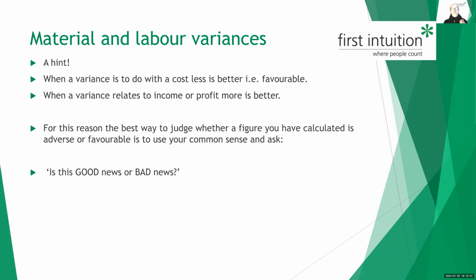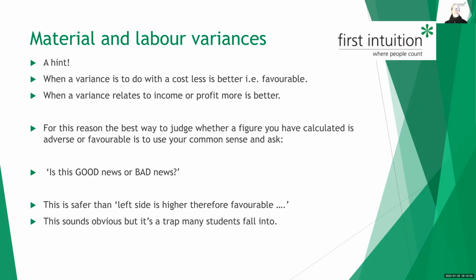I've seen a lot of times people will get a column of figures on the left and a column of figures on the right, and it's like, well, if the left's higher, is that adverse, or is it if the right's higher? Don't look at it in terms of left and right. Is it good news? Is it bad news? Much safer. It sounds obvious, but I've seen that many times that you've got income, then you've got material cost, labour cost. And if all the left-hand ones are higher, they're all flagged as being favourable or flagged as adverse because they go the other way. So use common sense, make it real life.